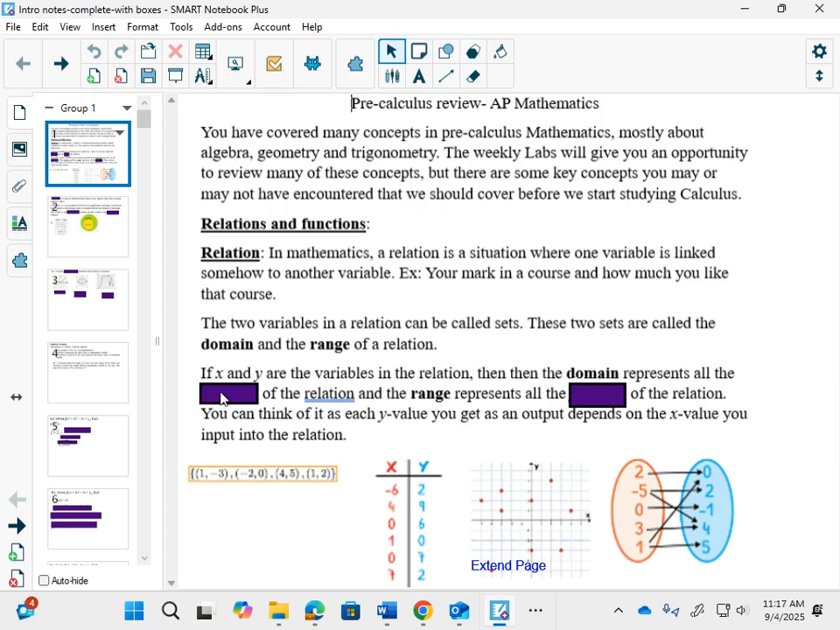So the domain, those are your x values, and the range, those are your y values.